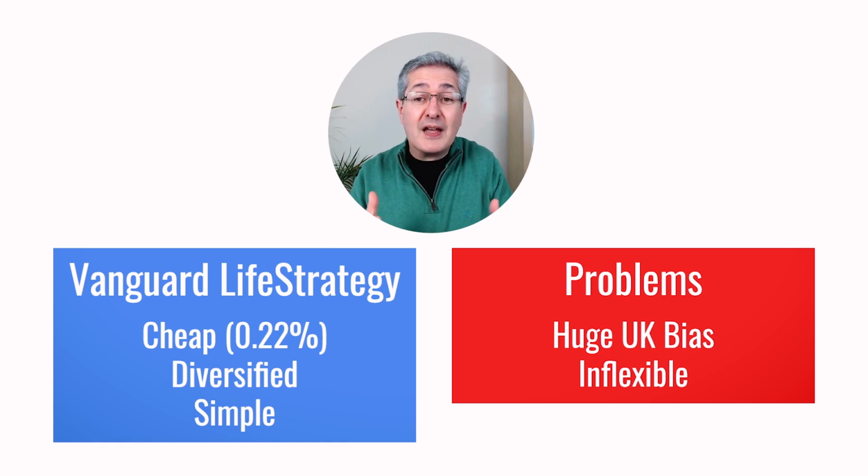Vanguard's LifeStrategy funds were launched in the UK in 2011, and they set the standard for cheap, diversified and simple single fund portfolios. However, LifeStrategy funds aren't without their problems. They have a huge UK allocation, far larger than the size of the UK market warrants, and are inflexible because you can't adjust them in any way.